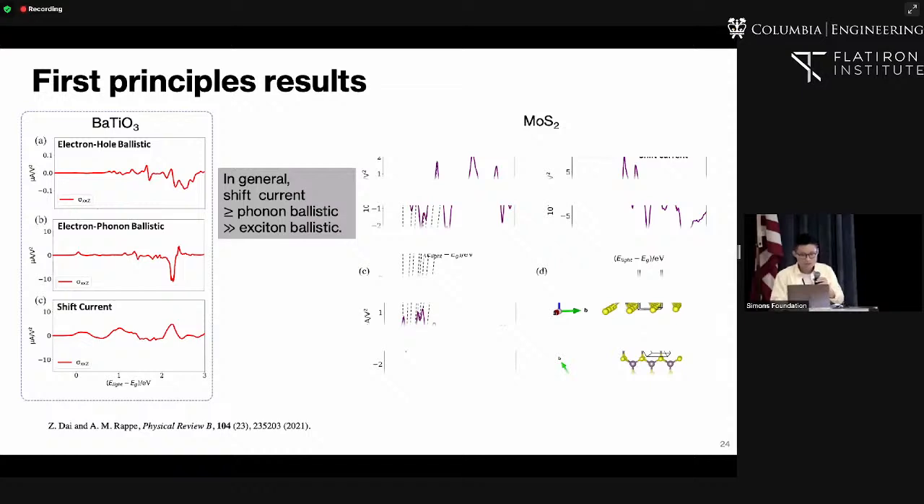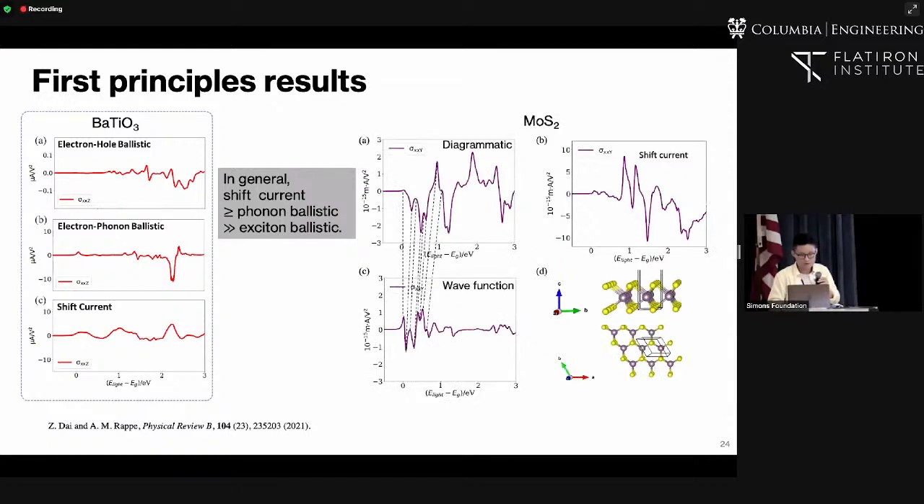But we know there may be stronger exciton effects in 2D materials. So we move on to a very famous 2D material, MoS2, and still we computed the exciton ballistic current via 2 methods. You can see that it's becoming larger, but it's still much smaller than the shift current.